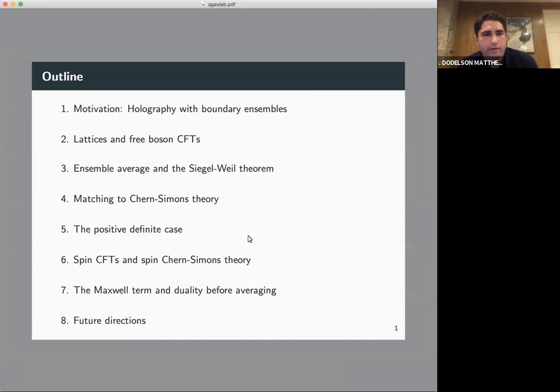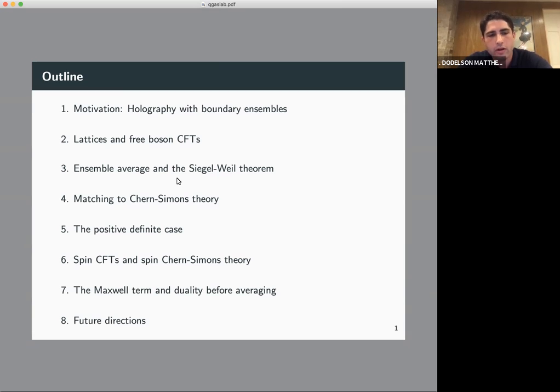So here's the outline of the talk. I'll start with the motivation, which comes from this recent proposal that sometimes we need to consider holography with ensembles of boundary CFTs, not with CFTs themselves. And then I'll construct the model, which is based on a free boson CFT associated to a lattice. In the third part, I'll consider the ensemble average of this model, and I'll discuss how this is related to something called the Siegel theorem. And then I'll consider the bulk theory, which I'll show is a Chern-Simons theory associated to a lattice.